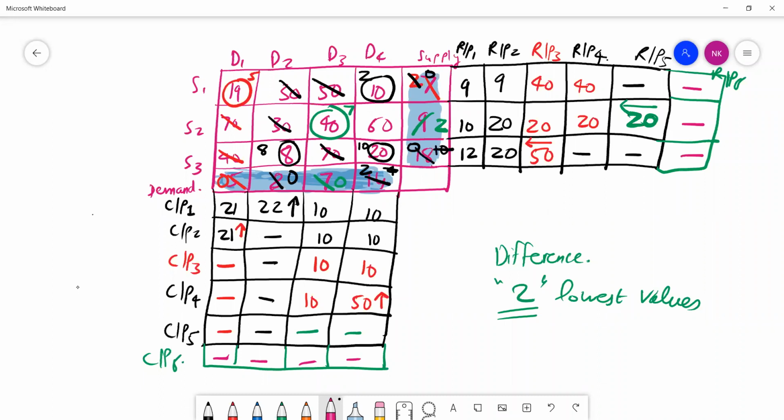Now, whatever is left, you just allocate it. So over here, the only thing that is left is this one. 60 is left. The only thing that is left is 60. So allocate this 60. How many units do you need to allocate? 2 and 2 is there. So just allocate 2 units.